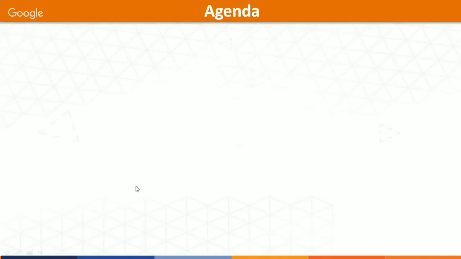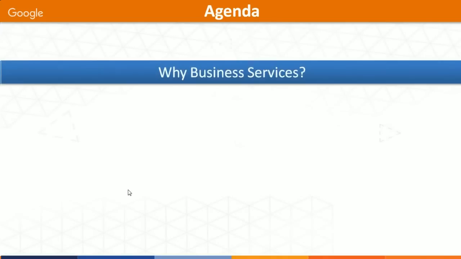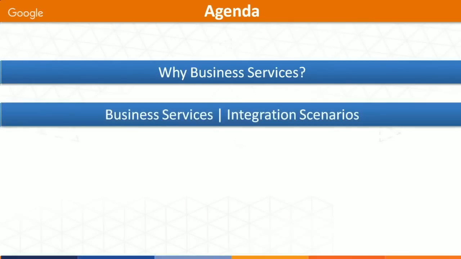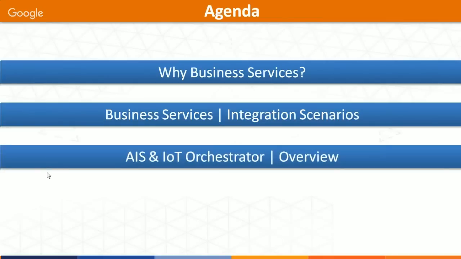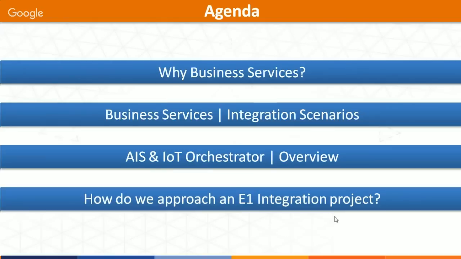Next, let's take a look at the agenda for the presentation. First of all, we're going to ask the key question as to why business services have all of a sudden become so important. What has changed, really? Then we're going to take a look at different scenarios where business services are required for integration purposes. Third, we are going to take a look at AIS and IoT. These are the alternatives to the standard BSSV services. And lastly, we're going to look at how eFlux approaches an E1 integration project.